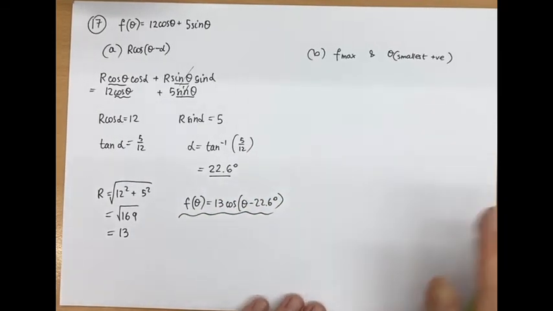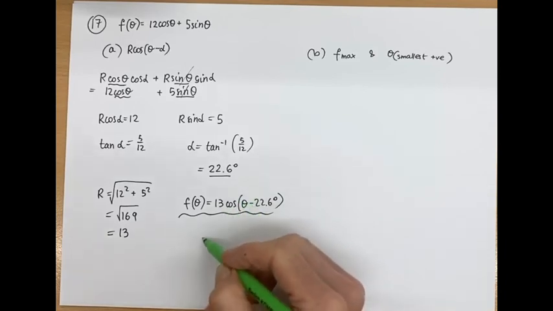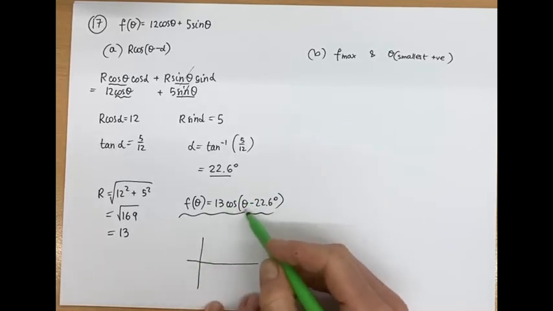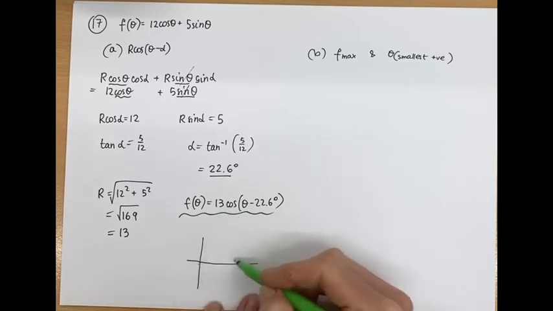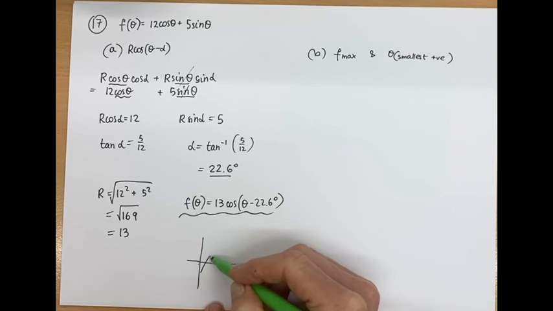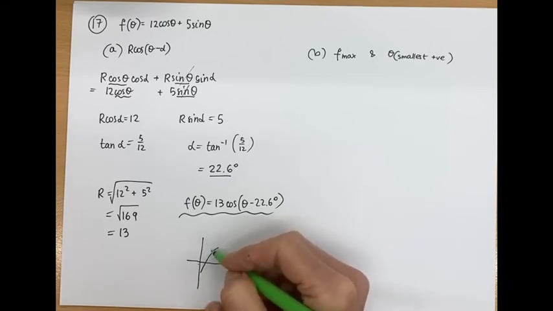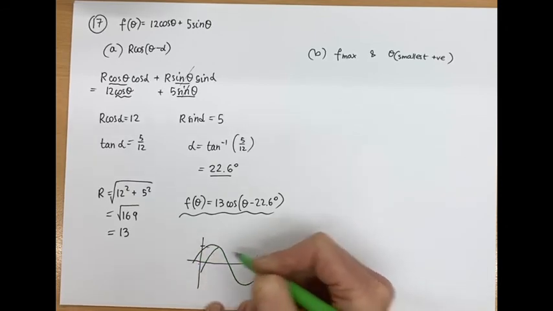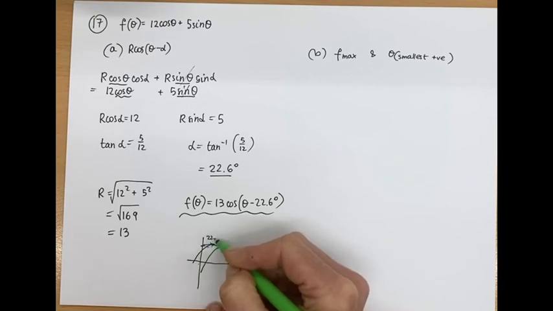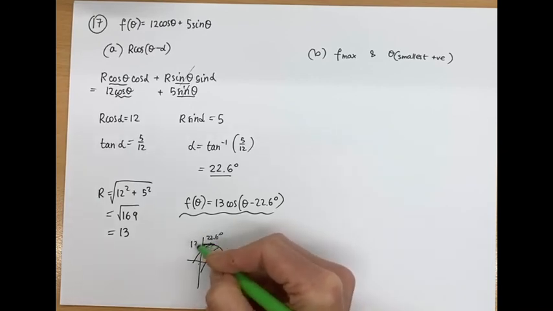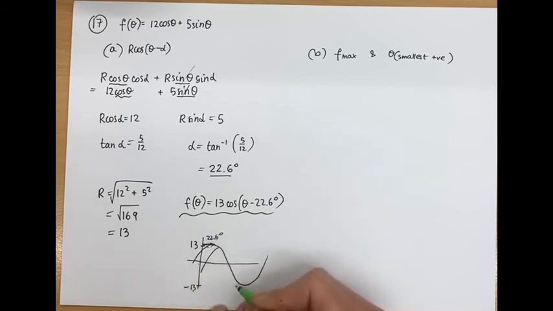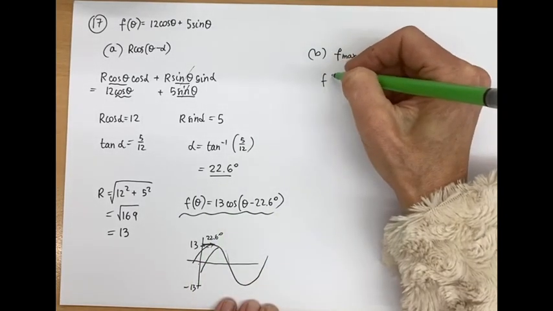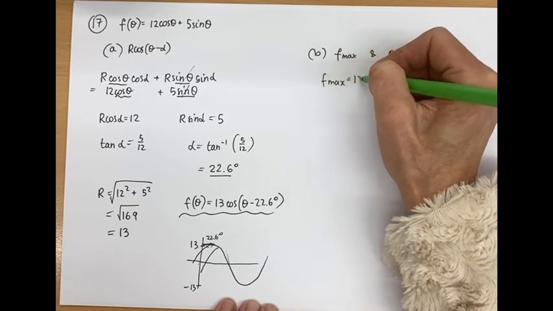So to find the maximum value of this graph, you don't need to sketch it every time, but just to demonstrate. This is your cos graph shifted and stretched, shifted to the right. Let's start again. So it's over here normally, so it's maybe something like this. Okay, so that maximum is shifted by 22.6 degrees, and that's 13 and that's minus 13. So you can see from the graph that the maximum value of cos that's been stretched by the factor of 13 will be 13. So f max is 13.